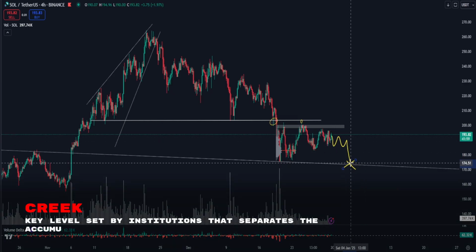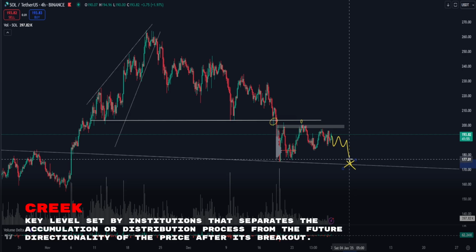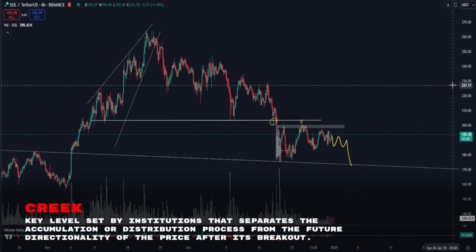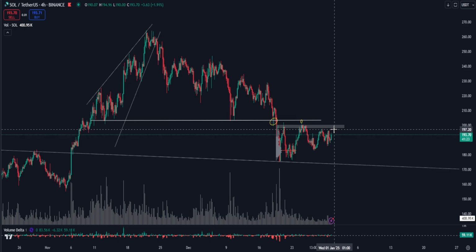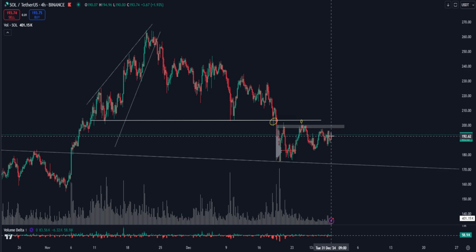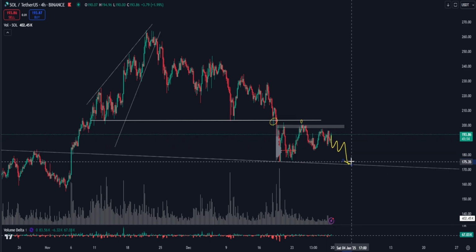This creek belongs to the macro reaccumulation and could serve as a springboard for the price to continue its upward trajectory. Once again, Ethereum and cross-analysis will be helpful here. Depending on where Ethereum's price is, whether it's falling or holding the zones we've identified, we can better understand what might happen if this zone is lost and the price re-enters here.